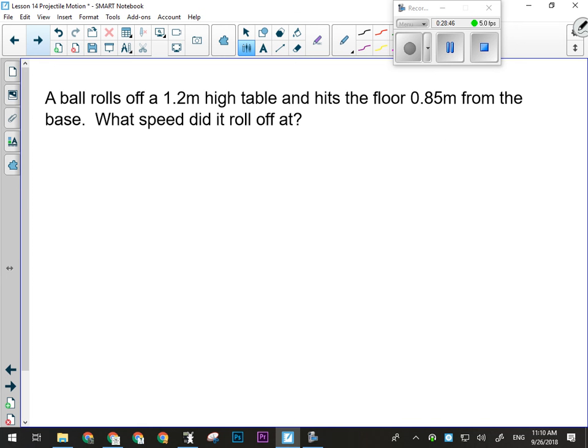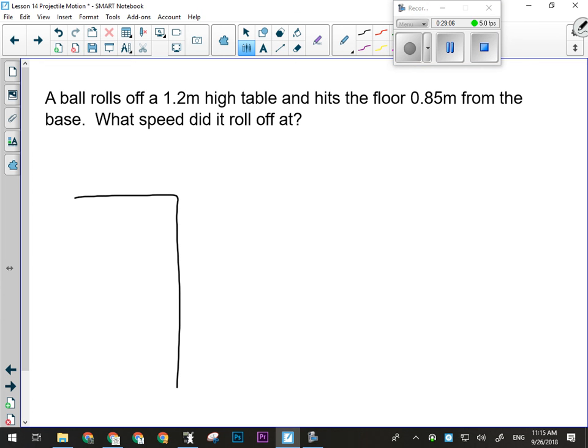Okay, so here's one where you have to find the speed it rolled off at. So give that one a try. Still something that's going horizontally off of essentially a cliff. It's rolling off a table, right? So it's rolling horizontally off the table. So the ball is going to roll off the table.